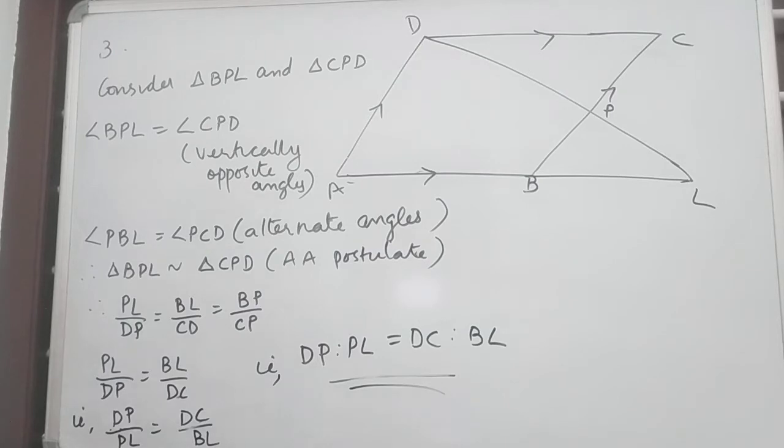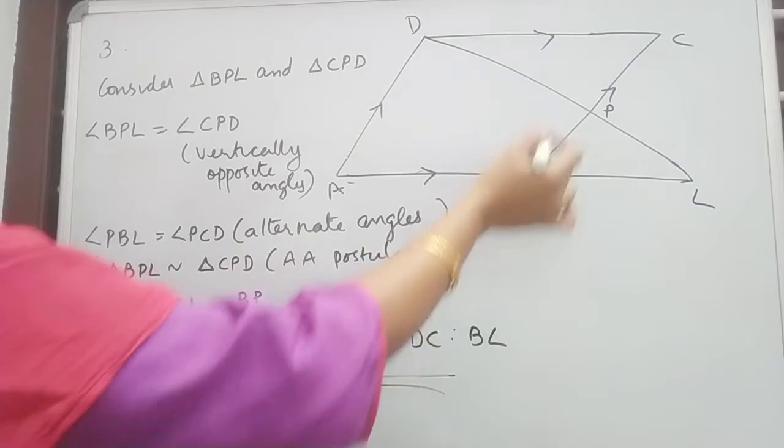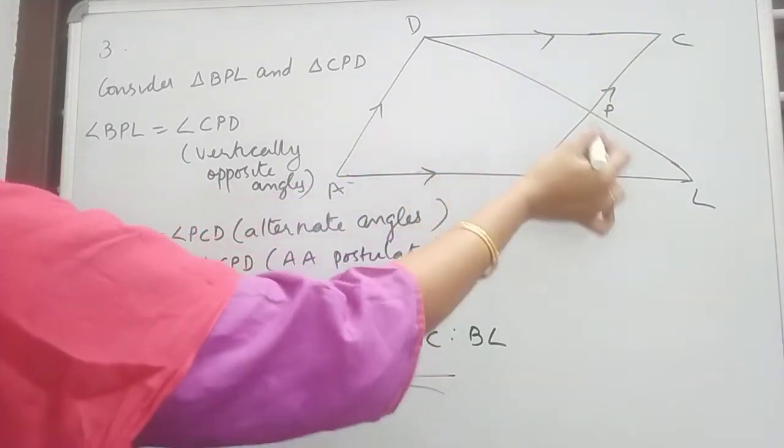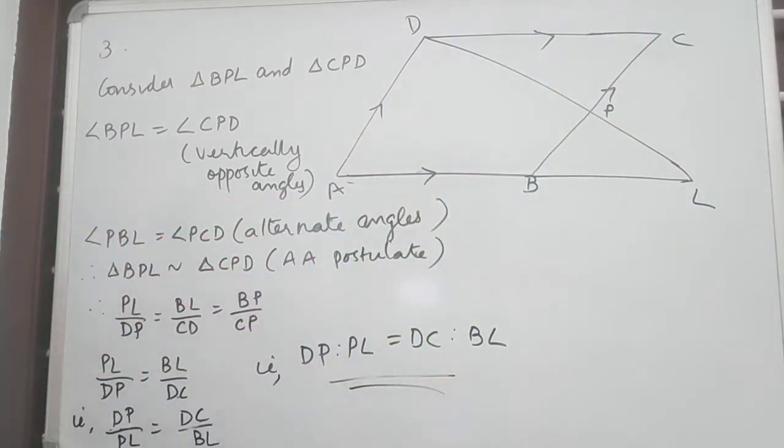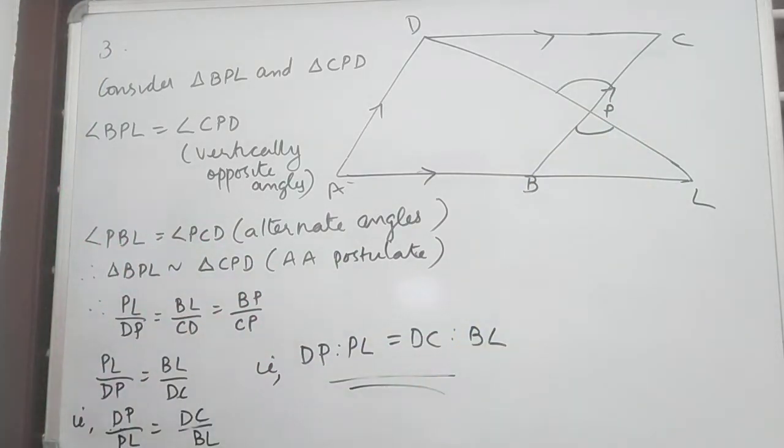So for finding the proportionality, first we want to find out whether two triangles are similar or not. After that only we can find out the proportionality. So for that, consider triangle BPL and CPD. These two triangles we want to consider. Same as the previous question, these two angles will be the vertically opposite angles, so these two will be equal. Angle BPL will be equal to angle DPL, since these two are the vertically opposite angles.